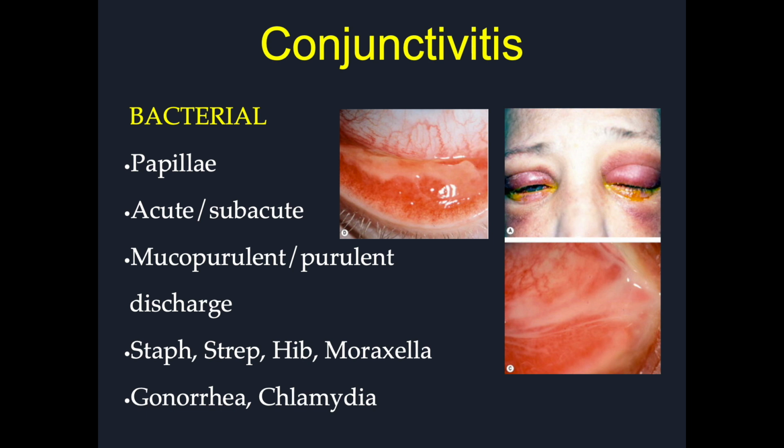So if it is not allergic or viral, you might be dealing with a case of bacterial conjunctivitis. In this case, there are usually papillae. It can be acute or subacute, and the discharge is usually purulent. Among the possible etiologies are Staphylococcus, Streptococcus, Haemophilus, and Moraxella. For gonorrhea and chlamydia, there is usually a sexual history, and it's hyperpurulent.